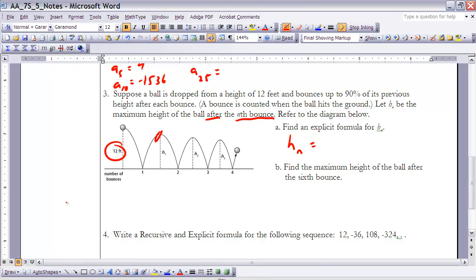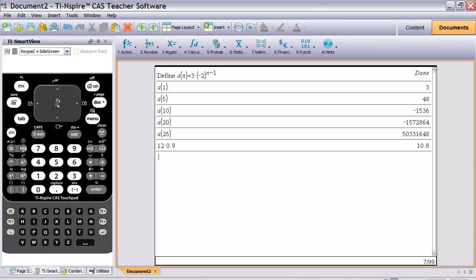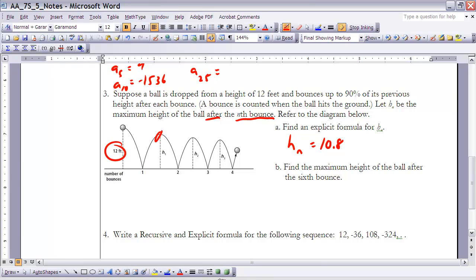So what I'm going to do is use my calculator and take 12 times 0.9. If I do that, you can see I get 10.8 for that value. So that's what I'm going to use for my first term. Now my constant ratio is this 90%. This is R, which in terms of a decimal would be 0.9. So I'm going to have 10.8, and then I'm going to raise 0.9 to the n minus first power. So that would represent the explicit formula for the height of the ball.